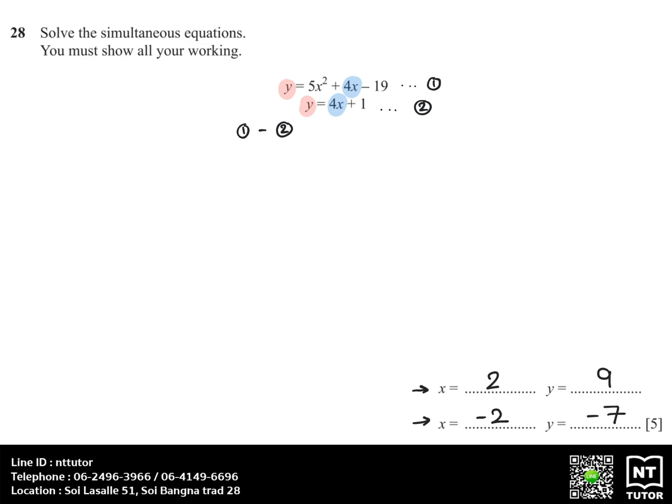If this is equation 1, and this is equation 2, if we do equation 1 minus equation 2, we have on the left-hand side y minus y. And on the right-hand side, we have 5x squared plus 4x minus 19 minus 4x plus 1. Y minus y on the left-hand side is equal to 0. We can't combine 5x squared with anything, so we have 5x squared. And 4x over here and minus 4x over here will cancel out.